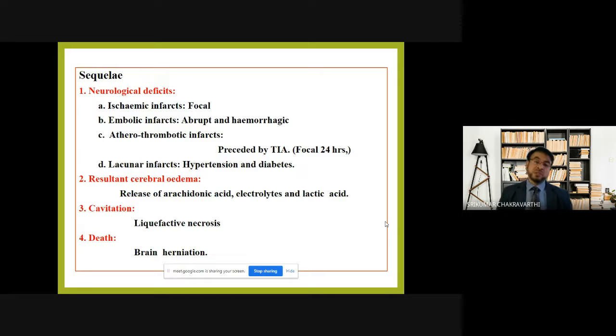And one thing I mentioned all this while is edema. When there is edema, there is accumulation of chemical mediators, and all these chemical mediators will try to hasten the process of inflammation. And then there is liquefactive necrosis. And the brain can herniate through the foramen magnum into the spinal cord, and that can cause death.